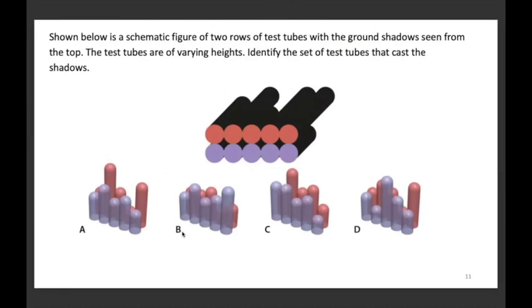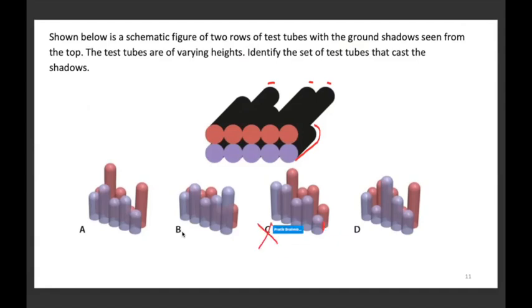Shown below is a schematic diagram of two rows of test tubes with ground shadows seen from the top. The test tubes are of varying height. You have to identify the set of test tubes that cast this same shadow here. Now, when you look at all the options and the test tube heights, one thing you will find peculiar is there are three test tubes with considerable height, because these shadows are bigger here. And of course, the end test tube, which is a purple one, will have a shorter shadow here, but definitely not this short, a little bit longer.